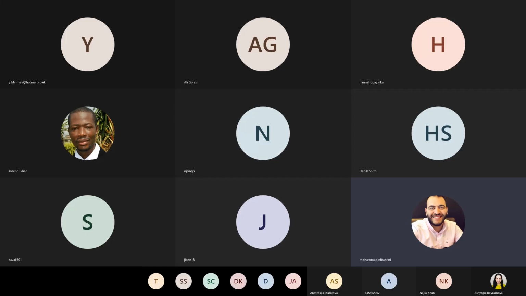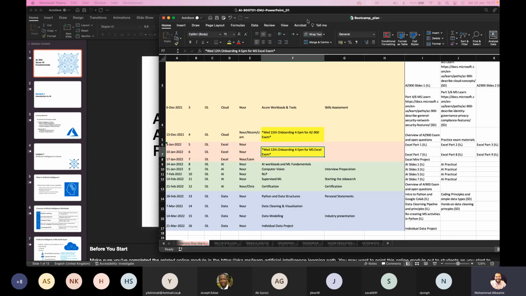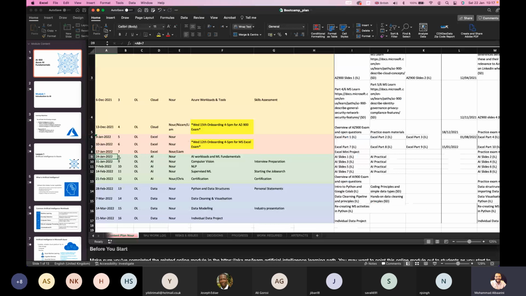So we all experienced Azure, and we know what services Azure offers. This week we're starting the AI materials. We have until, I guess, the 21st of February to complete all the Azure materials with the certifications, according to the plan that I have in here. So we're starting this week.